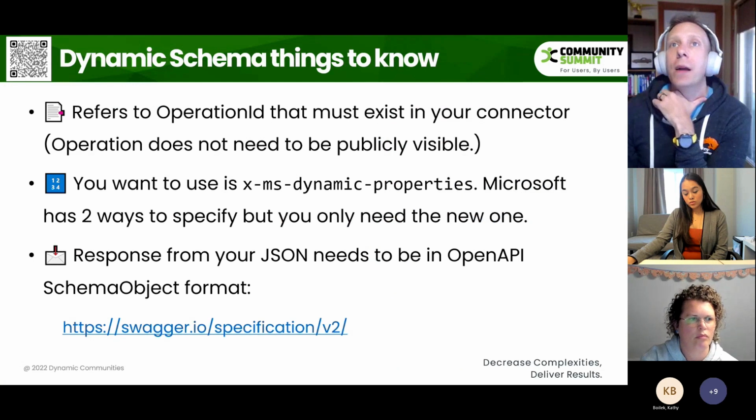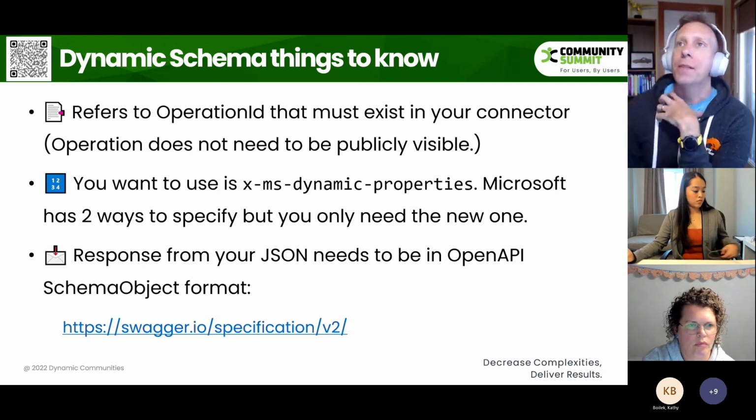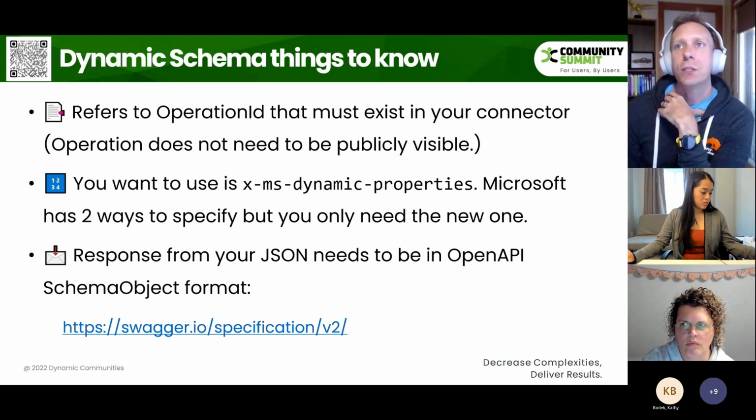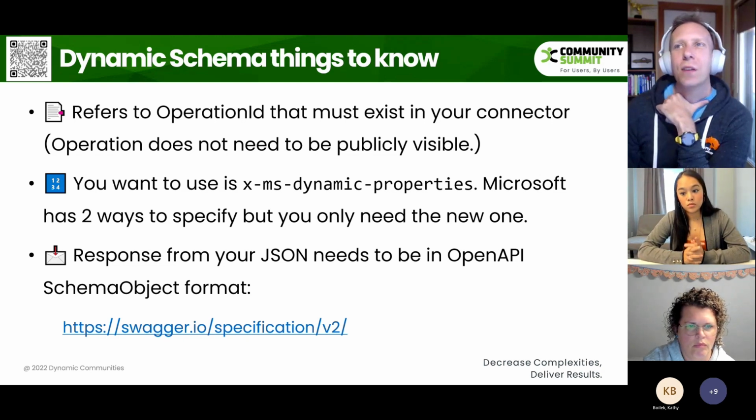So a couple of things to know is that the operation ID for the resource schema has to exist in your connector, so you have to actually put it in there. It doesn't need to be public, but you have to write the definition for it. The one you want to use is called XMX Dynamic Properties. There's only two. There's Dynamic Schema as well, but you only really need to use the new one. I don't know why there's two. There's probably some kind of backwards compatibility reasons for that.